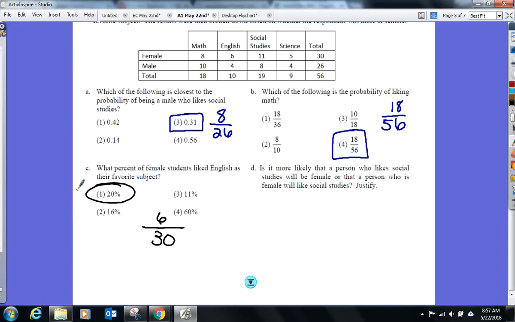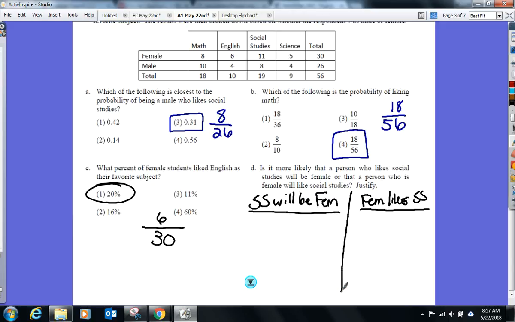All right, one of these more likely questions. I know we love these. What's more likely? Social studies will be female, or a female likes social studies. What's more likely? All right, so this first one, they like social studies already. So how many total people like social studies? 19, and how many of them are female that like social studies? 11 out of 19.